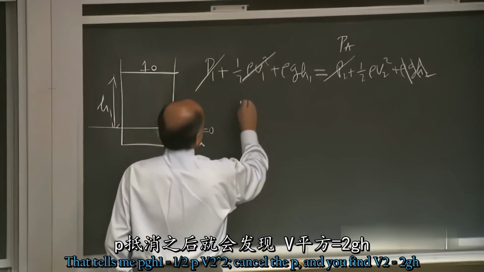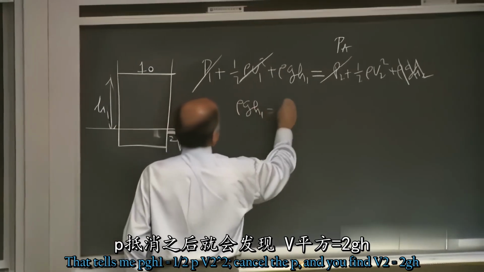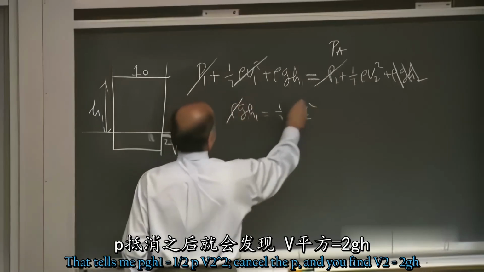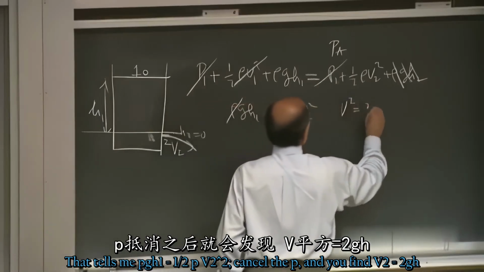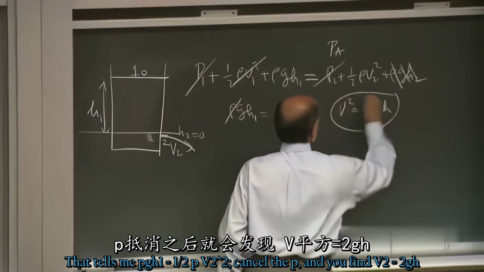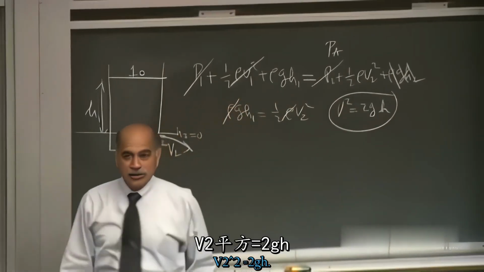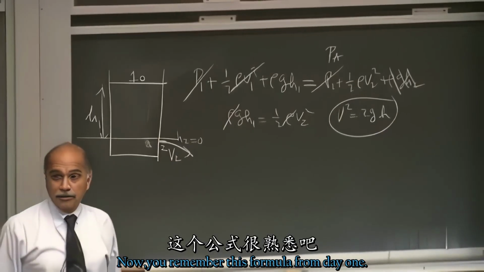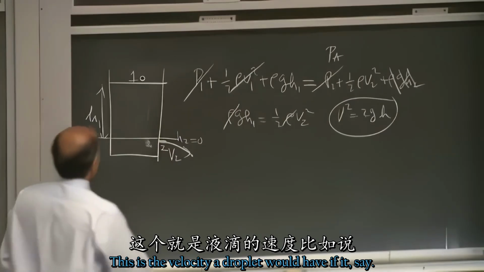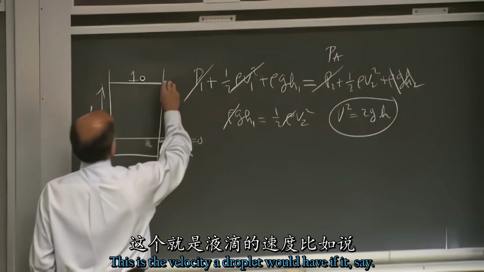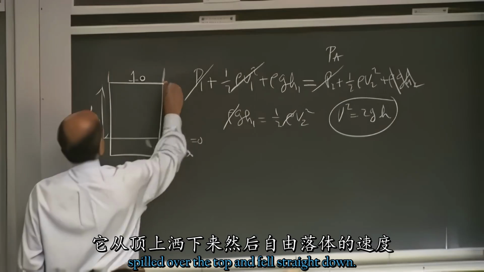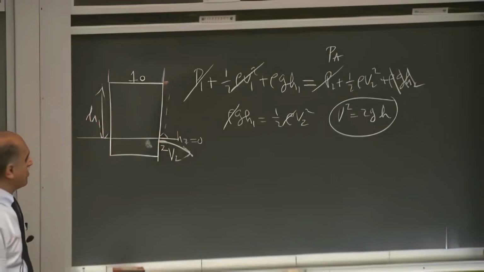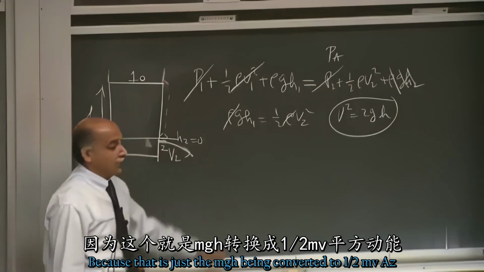That tells me rho g H1 is equal to 1/2 rho V2 square. Cancel the rho, and you find V square is equal to 2gh. Or V2 square is 2gh. Now you remember this formula from day 1. This is the velocity a droplet would have if it, say, spilled over the top and fell straight down. Because that is just the mgh being converted to 1/2 mv square.